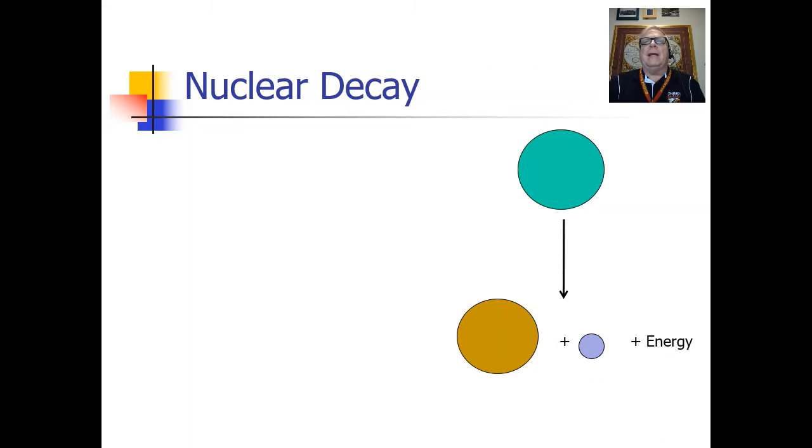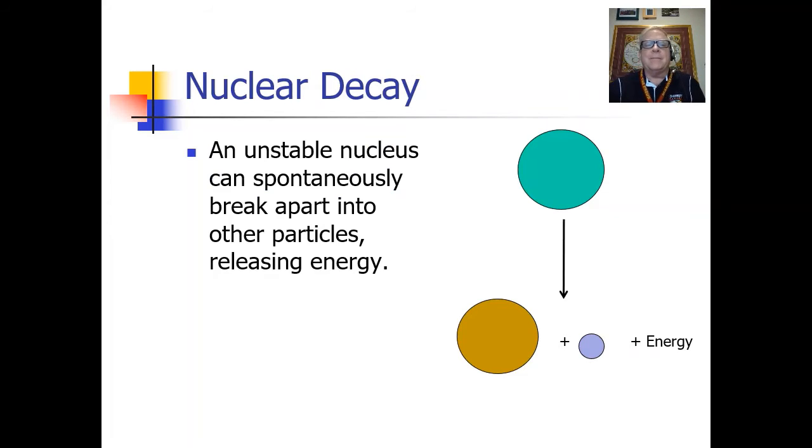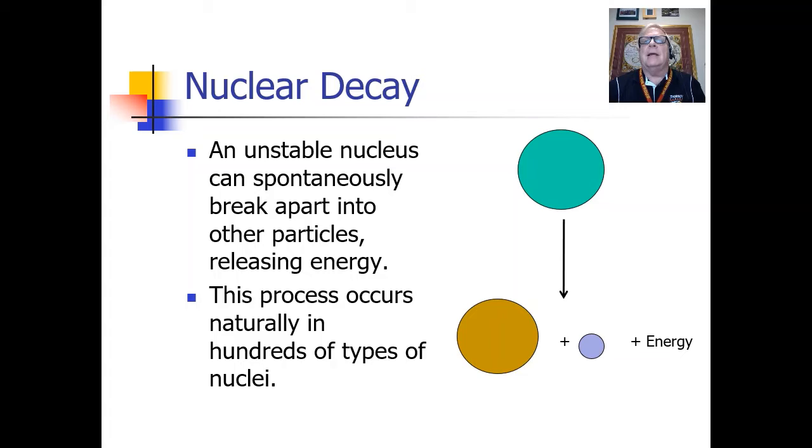Now, the kind of radiation we're talking about here is associated with radioactivity. Radioactivity is when certain elements will spontaneously decay into other elements, and when they do so, they often release different kinds of radiation. An unstable nucleus can spontaneously break apart. That means it doesn't have to have an incoming neutron or something like that, like we saw when talking about nuclear fission. It'll just spontaneously decay into other particles and release energy in the process.